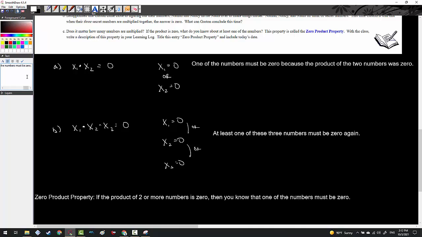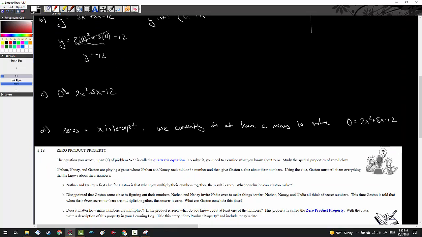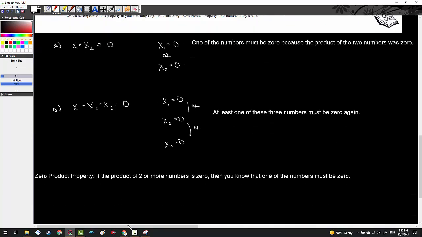Now, instead of numbers, we're going to use terms in this next problem, but I think you'll get the general idea. Let me go and copy and paste the next problem in, and we'll see how the zero product property is actually used. I'm hoping that you'll guess that it's going to be used here with this part C. So I'll be back in a flash.